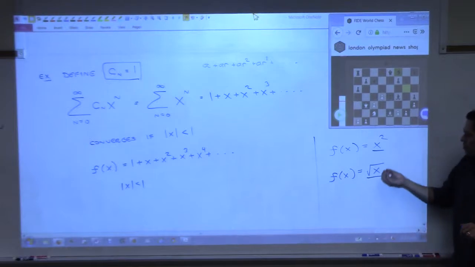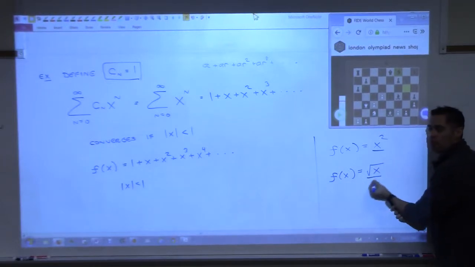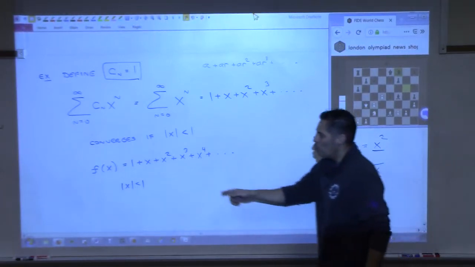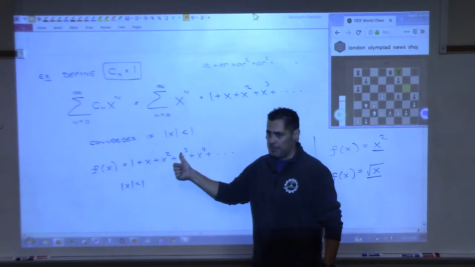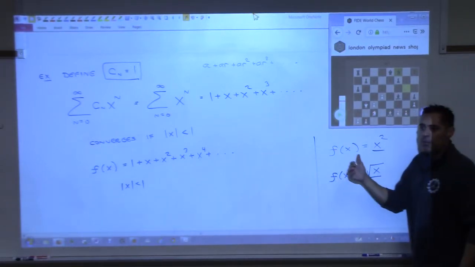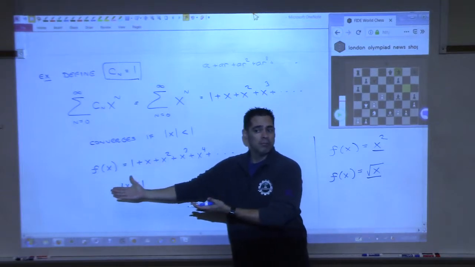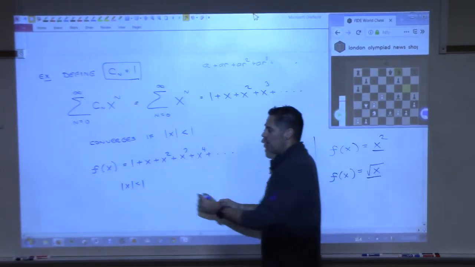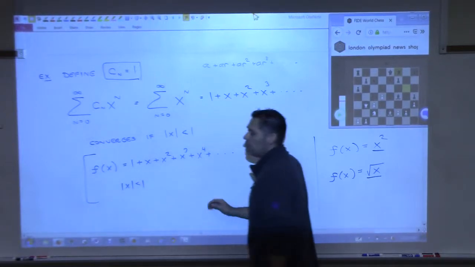As opposed to plugging -4 into this. So plugging 4 into this is good, right? Plugging 1/2 into this is good, right? Plugging -4 into this is bad. Plugging 2 into this is bad. Understand? This is a well-defined function and is an infinite polynomial.